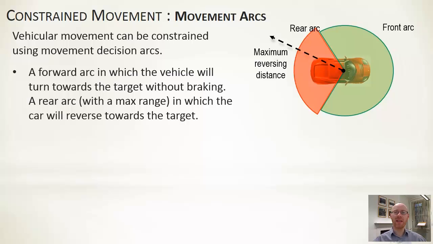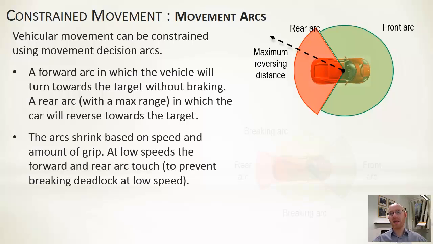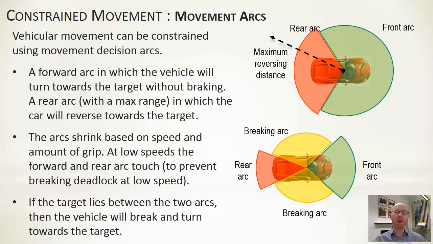Now the interesting thing about this is that as the car increases in speed, the front arc and the rear arc shrink. They get smaller. And what we have appearing between them is what's known as a braking arc. The faster the car goes, the bigger the braking arc gets, and the smaller the reversing arc and the front arc become. The front arc and the back arc still have the same properties. If you have a target, though, that falls within the braking arc, then you don't accelerate towards it, and rather you brake the car, you decelerate, and you turn towards it. So effectively the car slows down and turns.